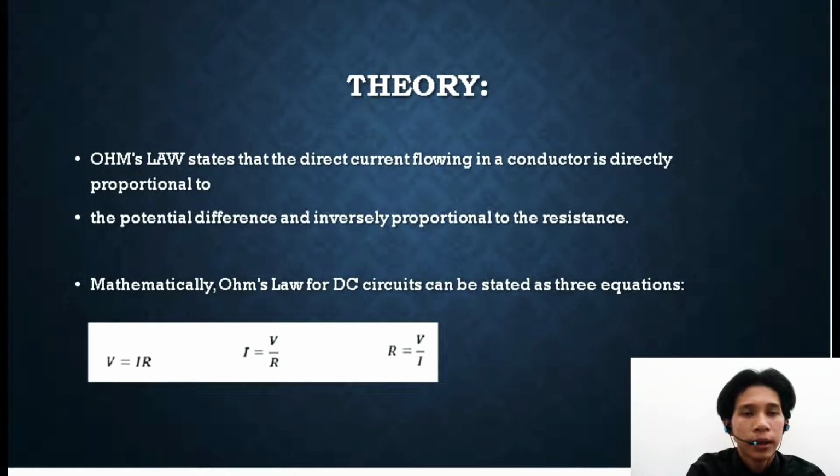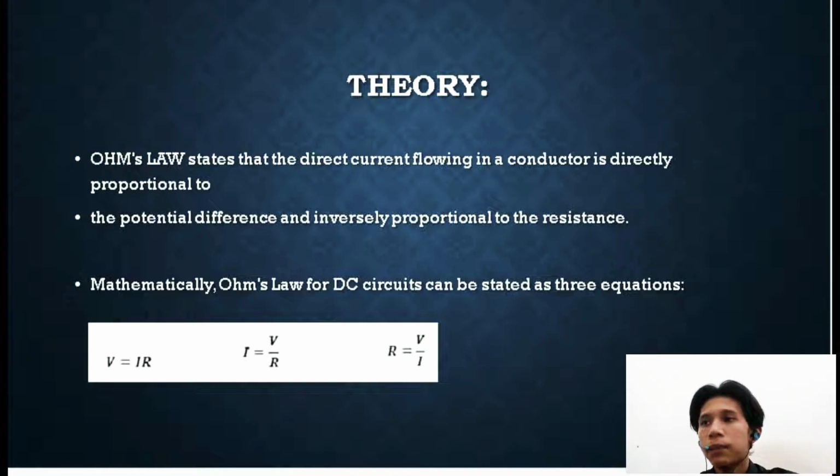Ohm's law states that the direct current flowing in the conductor is directly proportional to the potential difference and inversely proportional to the resistor. Mathematically, Ohm's law for DC circuits can be stated as three equations: V equals I R, I equals V per R, R equals V per I.